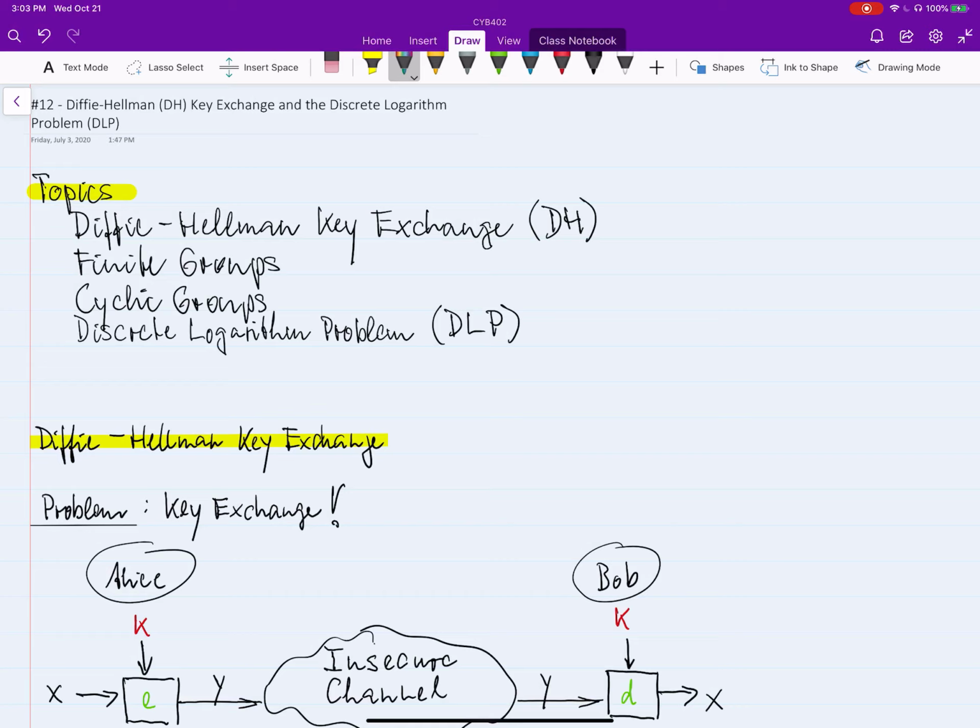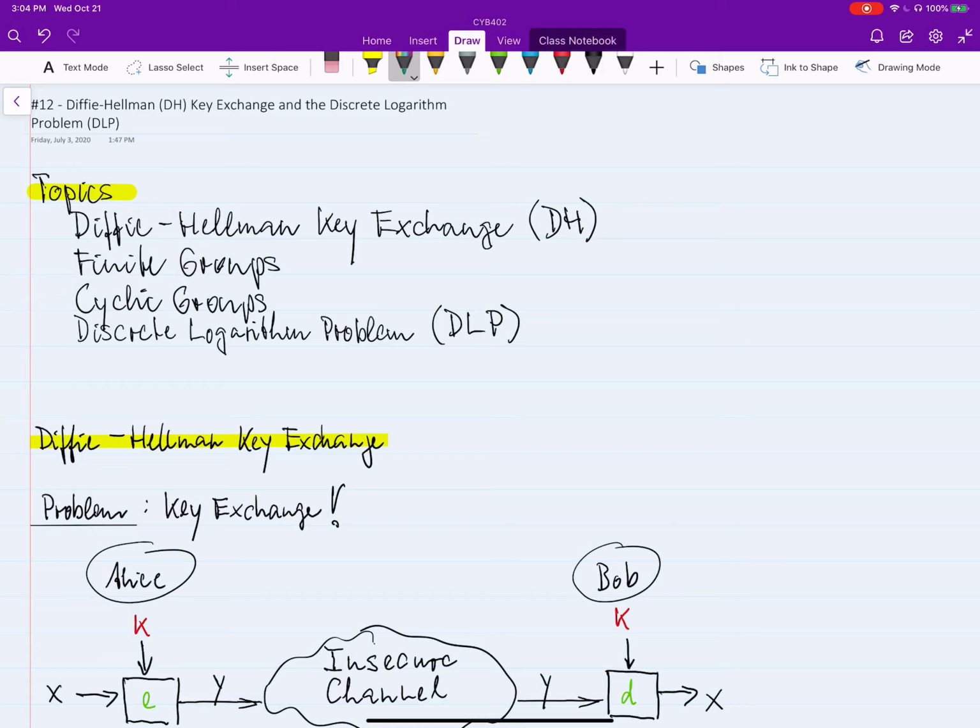Today we are going to talk about the Diffie-Hellman key exchange algorithm, which is actually the first algorithm that belongs into the category of public key cryptography algorithms. So with Diffie-Hellman, you do not encrypt or decrypt information. What you can do is actually to exchange a key over an insecure channel.